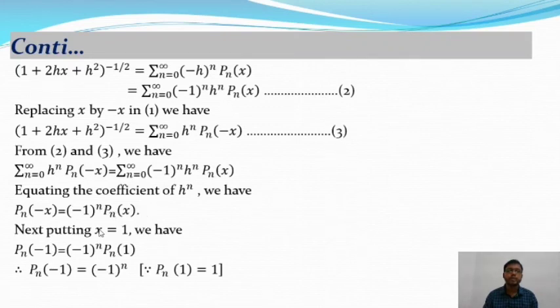And next we put x equal to 1. So we have Pn(-1) is equal to (-1)^n Pn(1). You know that Pn(1) is equal to 1, as we have already found in the first part of the given problem. So from this we will get Pn(-1) is equal to (-1)^n. This is the proof of the third part of the given problem. So I will stop here today's lecture. Thank you.